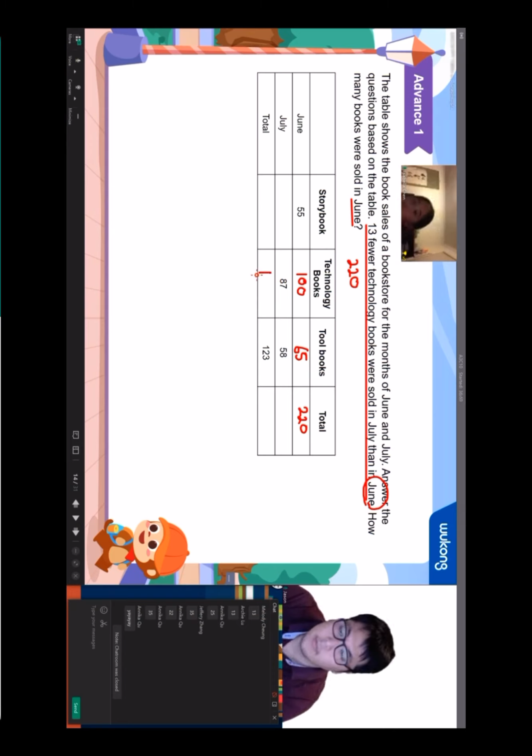We get 187. Good. And now, currently we don't know these two, but we can figure this out a little bit later. Do you think we can figure it out a little bit later or not? Yeah. Okay. Then, how do we find this total, and how do we find July, and how do we find this total? You can pick whatever you want to do first.